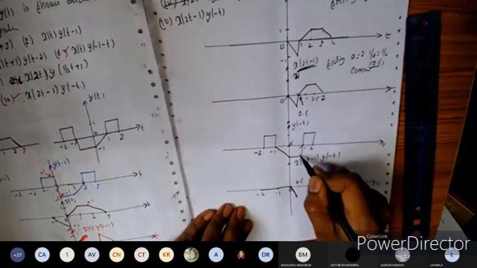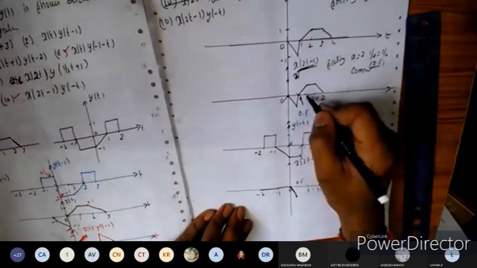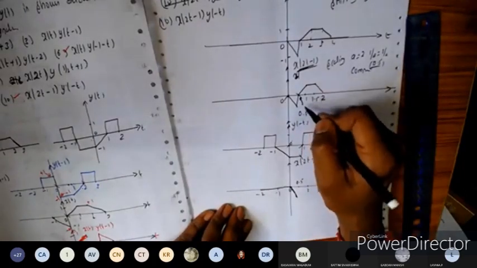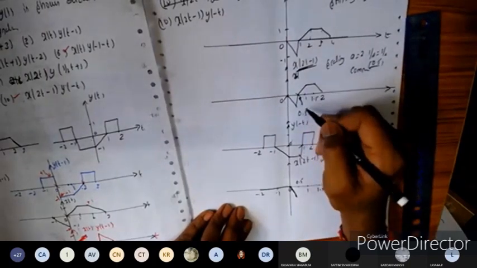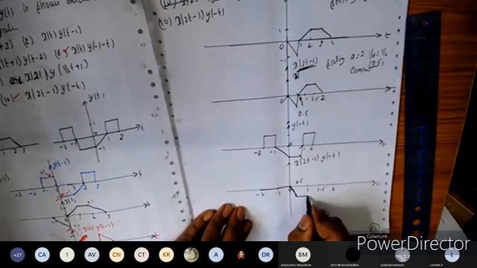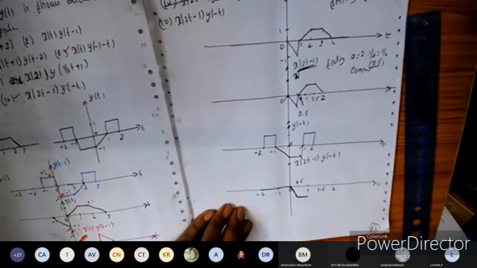Next, for t less than 1, it is minus 1. Here also it is plus 1. Plus 1 multiplied by minus 1 will give minus 1 here. So like this we'll get the waveform.